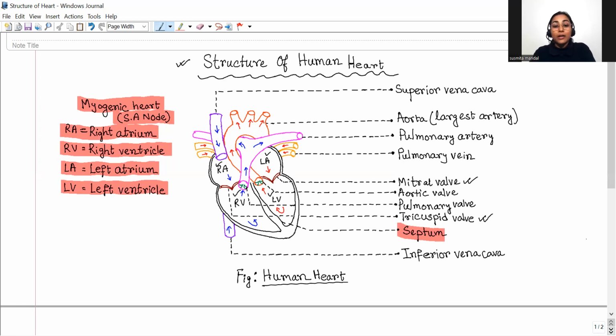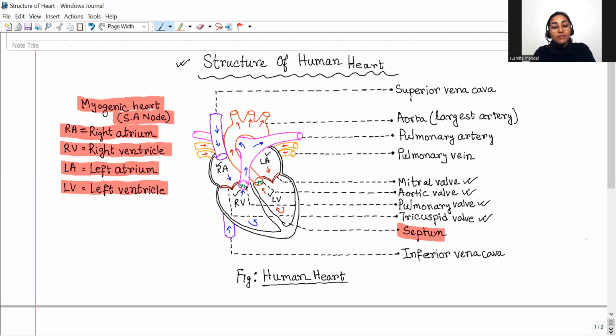Apart from these two valves, the human heart has two semilunar valves. Semilunar means half moon shape. Now, the aortic valve. The aortic valve is present at the junction of the aorta and left ventricle. And the pulmonary valve is again one of these semilunar valves. It is present at the junction of the right ventricle and the pulmonary artery.